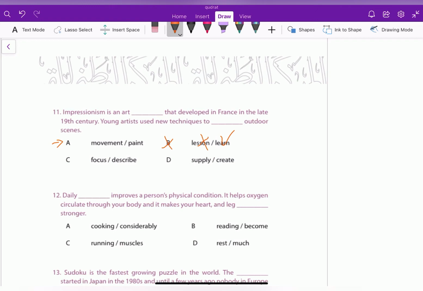Impressionism is an art focus that developed in France in the late 19th century. Young artists use new techniques to describe outdoor scenes. Although this could potentially make sense, it doesn't really fit so much in this context. Impressionism is an art supply. No, it automatically doesn't make sense because it's not an art supply. What is this? We're not doing economics here. Okay, so let's move on to 12. So before I move on, we inferred that the answer is A.